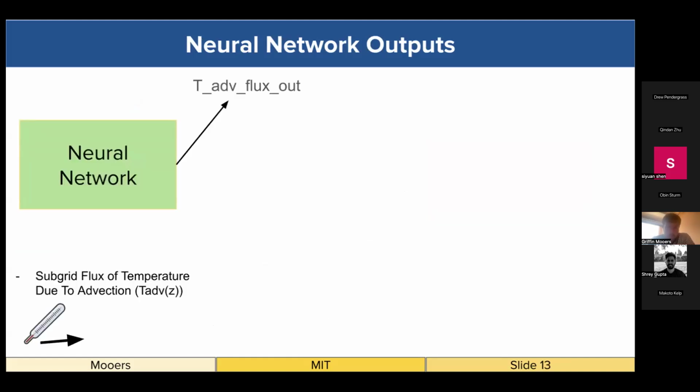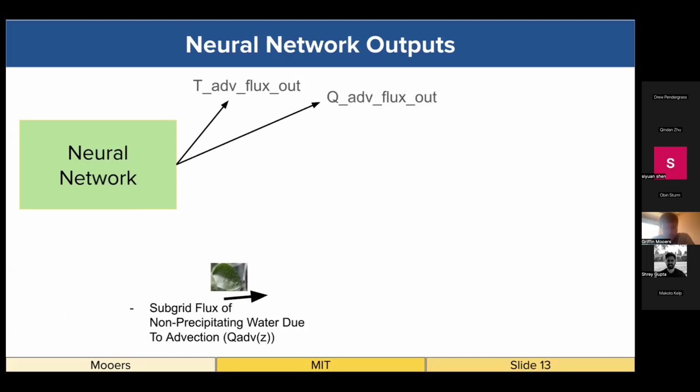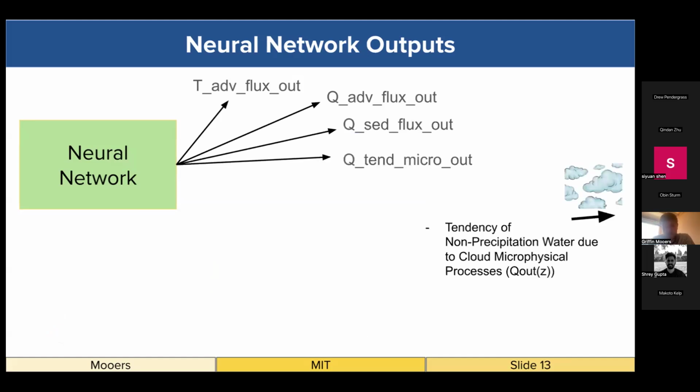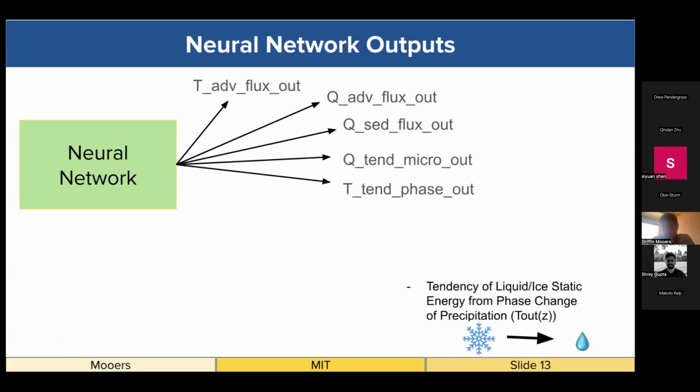And then we are predicting the T advective flux out, the non-precipitating water, the cloud ice sedimentation, these cloud microphysical tendencies, and the phase change from liquid to ice of precipitation. And the hope is that we can predict these five outputs well, and that we can then couple this neural network into the architecture of the gSAM global model and run it in much the same way you could run the physical model.